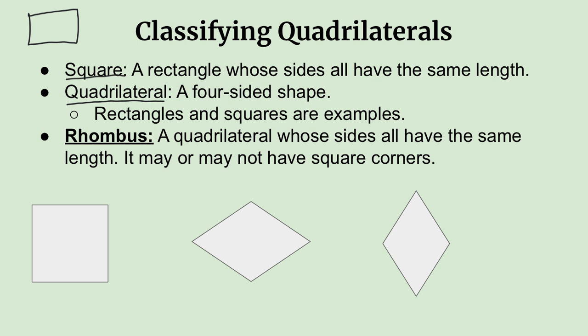Today's new one is a rhombus. So it's a quadrilateral, so that means 4-sided shape whose sides all have the same length, but it may or may not have square corners. So these are all examples of rhombuses, rhombi. You might also call it a diamond when you're talking with friends or your parents or whoever. So a diamond is a rhombus in math.